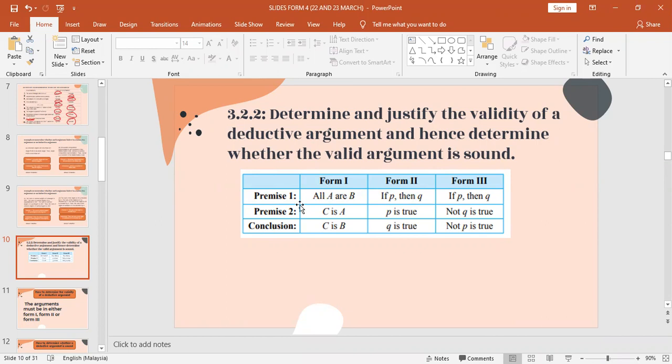Untuk jenis yang pertama, dia ada all A are B. Okay, all A are B. Untuk premis kedua, C is A, conclusion C is B. Nanti kita akan tengok contoh. Form 2, if P, then Q. And then premise 2, P is true, conclusion Q is true. Form 3, if P, then Q. Premise 2, not Q is true, conclusion not P is true.